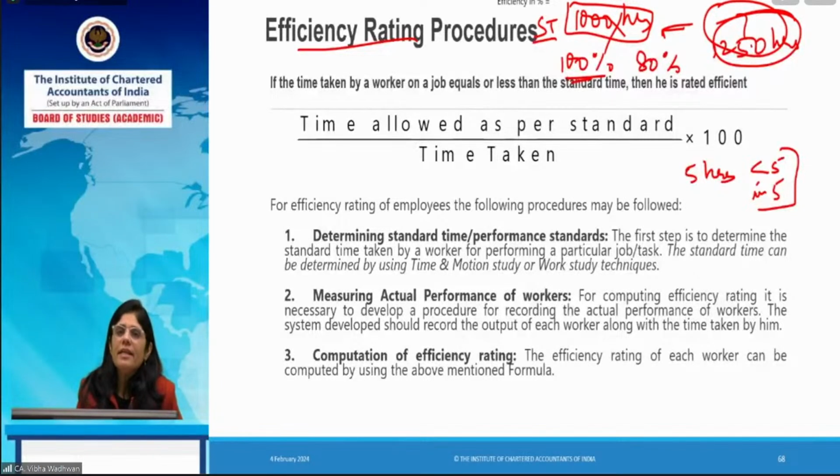Otherwise, you will never be able to achieve. आप 1000 hours ही रख रहे हो, you are not giving regard to that your workers are not efficient. Still, you are keeping 1000 hours. Your workers will never be able to meet it.